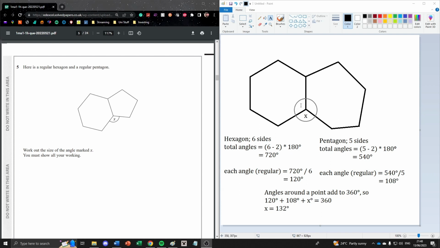So we know that this angle here must be 120 and this angle here must be 108. And of course we know that angles around a point add to 360 degrees. So 120 plus 108 plus x, which is our unknown angle, equals 360. Obviously, subtracting 120 and 108 from both sides of this equation, we can find that x is equal to 132 degrees.